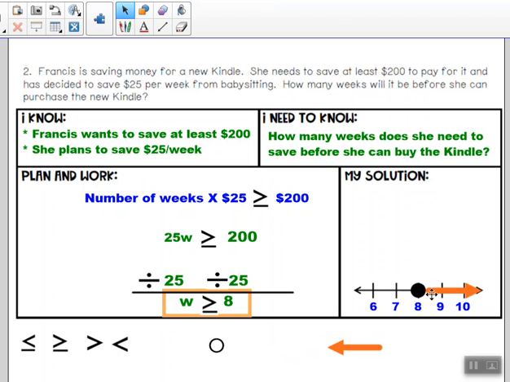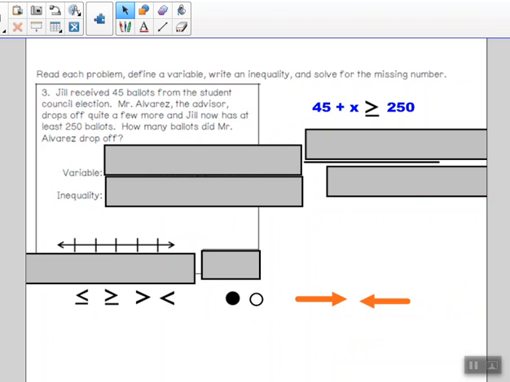9, 10, whatever. It's not going lower because remember, if they save just for 7 weeks, they don't have enough money. Or 6, they don't have enough money. So that is our solution right there. It's a closed dot because we want to include 8 in our solution set. And it could also be more than that. So there's 1 and 2. I'm going to do a couple more with you, and then I'm going to release you to do a few on your own.